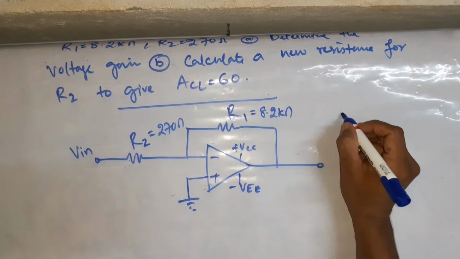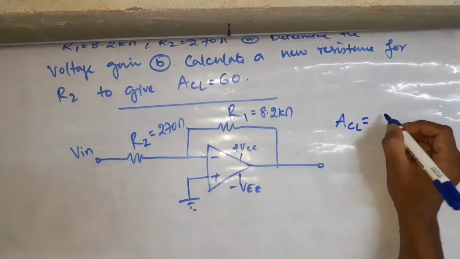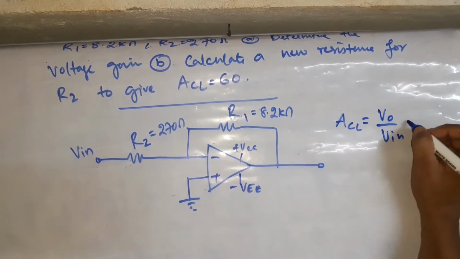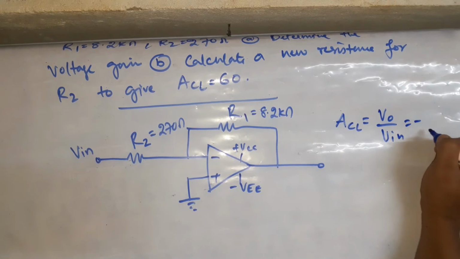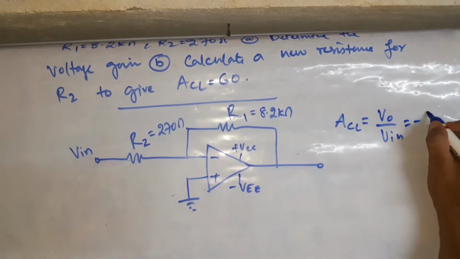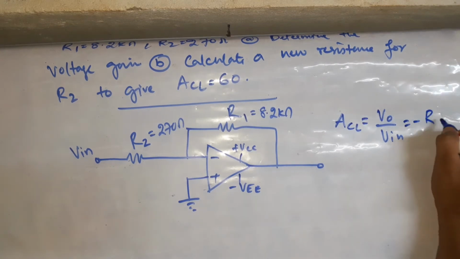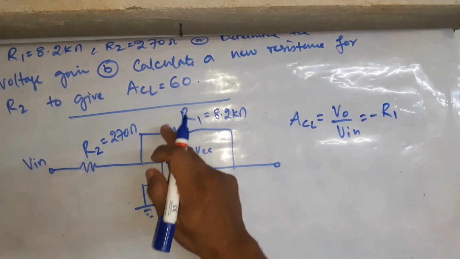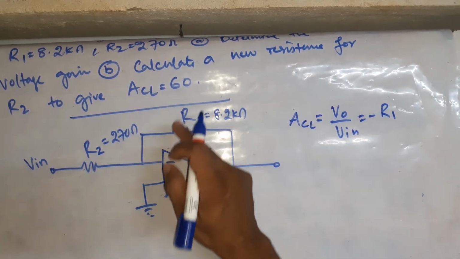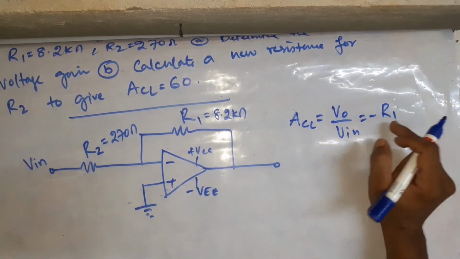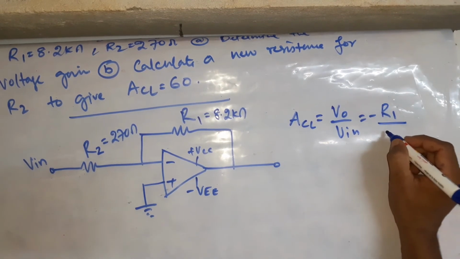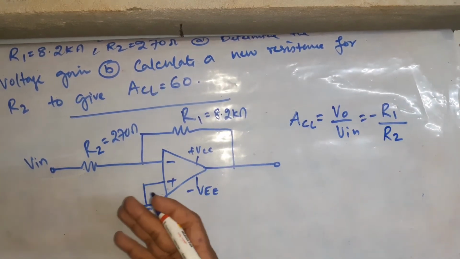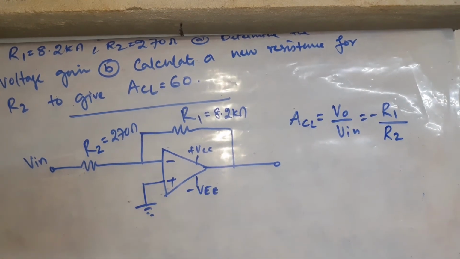So how will be the gain? Gain will be output by input. This is an inverting amplifier, so minus RF by R1 we used to write. In place of RF, which resistor do we have here? It is R1, because the name is changed. It is the feedback resistance. So gain is equal to minus of feedback resistance divided by input resistance. What is the input resistance name here? It is R2. So don't get confused with the names. You can give any name, but just get the answers.